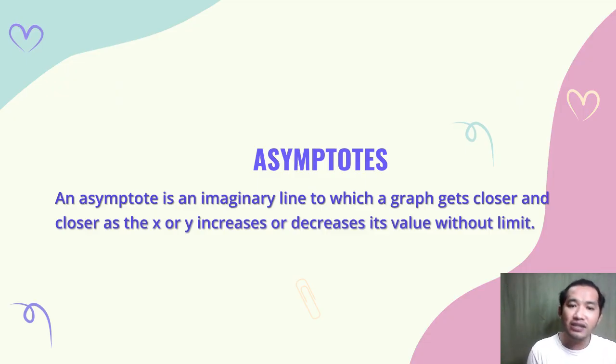Asymptotes. An asymptote is an imaginary line. Take note, imaginary line to which a graph gets closer and closer as the x and y increase or decrease in value without limit. Take note, may forever. Kabaligtaran ng sinasabi nyo lagi na walang forever. Si asymptotes, may forever.